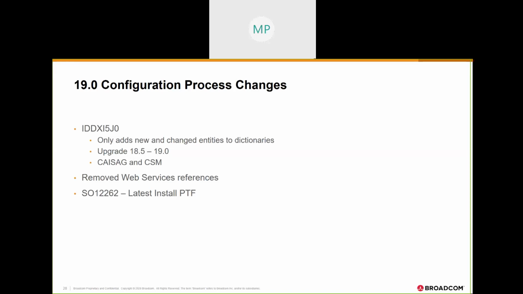The next item is actually incorrect. We removed Web Connect references from 19.0. With the SKU consolidation, SQL is now included, so there's no need for the Web Connect option anymore. So if you want SQL, just select it. And if you previously had web services configured, you want to choose the SQL product for the upgrade install. And that PTF SO12262 is currently the latest installation PTF.